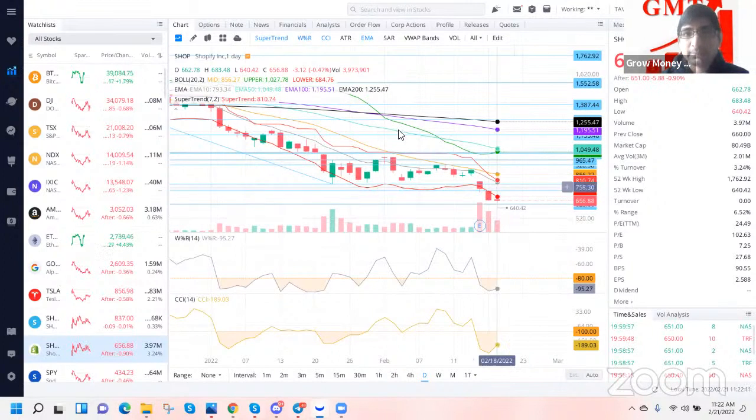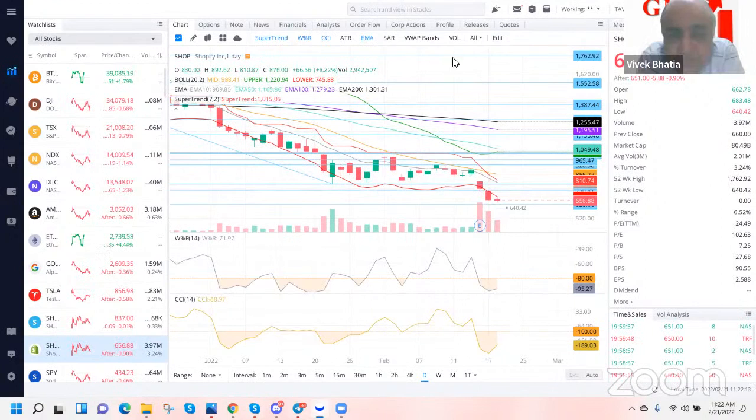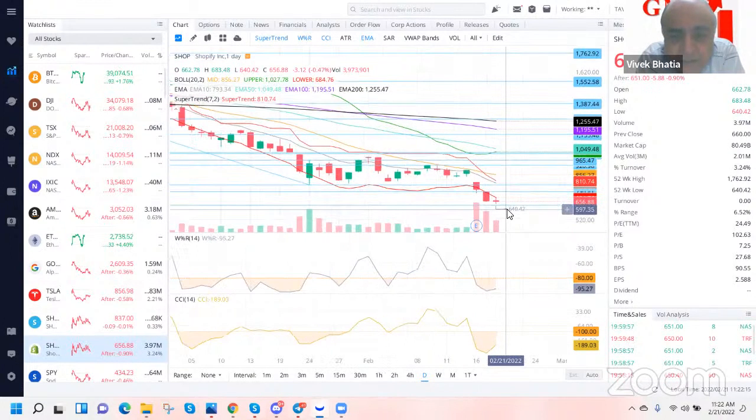Vivek sir, would you like to add? Just one keen observation: in the last 3 days, this is a weekly chart here, volume has started falling again.